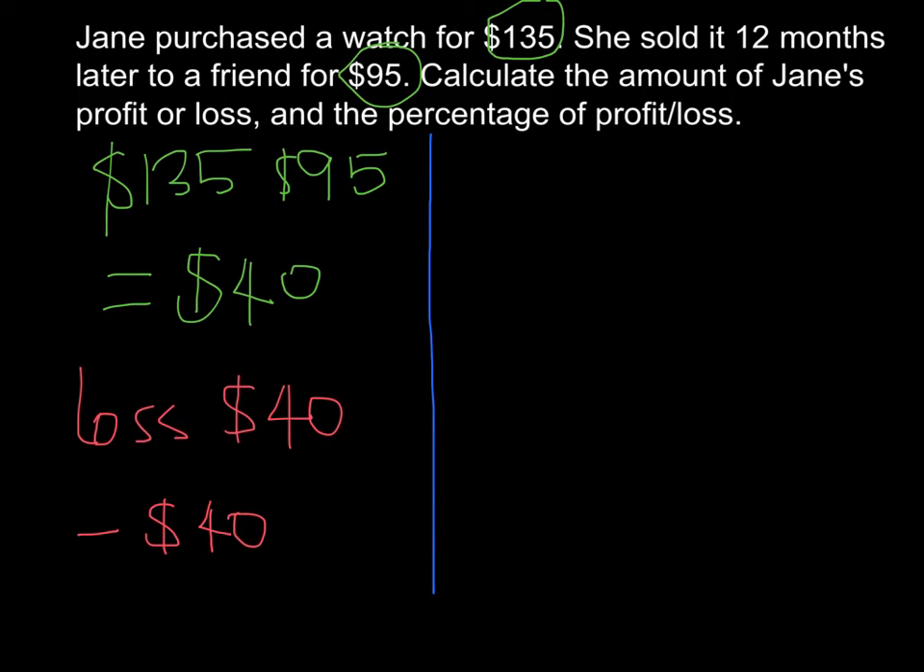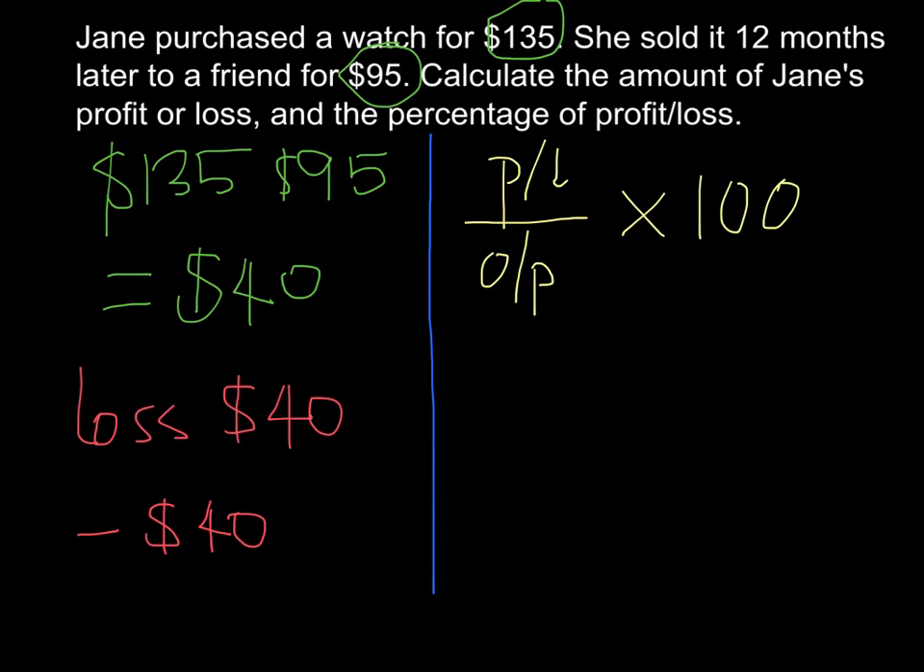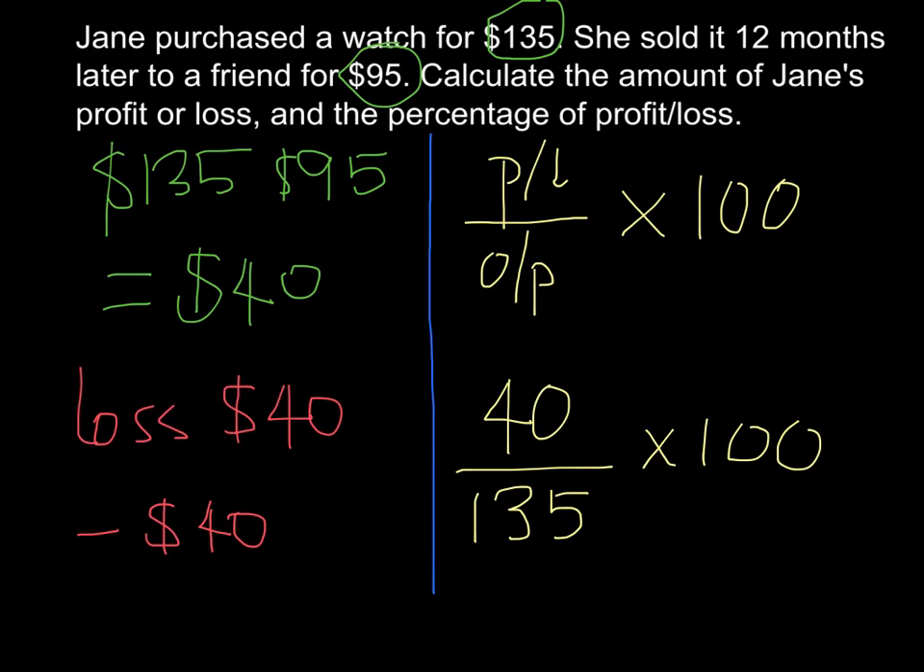The last step is to calculate the amount of Jane's loss in a percentage form. So we remember that we put the profit or loss amount, we divide it by the original price, and then to get it into a percentage form, we then times it by 100. In this instance, Jane made a loss of $40. Her original price that she paid for the watch was $135. We're going to need to times that by 100 to make it into a percentage.